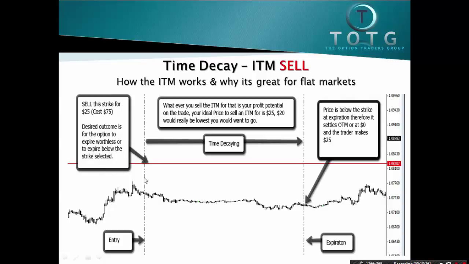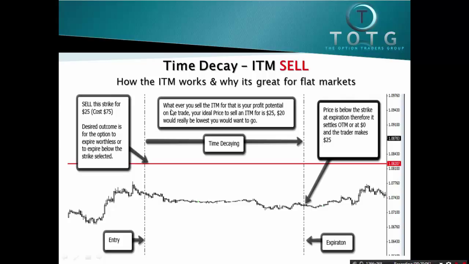Okay? So, as you can see, as the time is decaying, as you're approaching your expiration, which is right here, and the time erodes, price is staying nicely below the strike. So if you sold it for 25 and you want it to settle at 0, so you can make $25, which happens here. The price is below the strike at expiration. Therefore, it settles out of the money or at 0. The trader makes the $25.